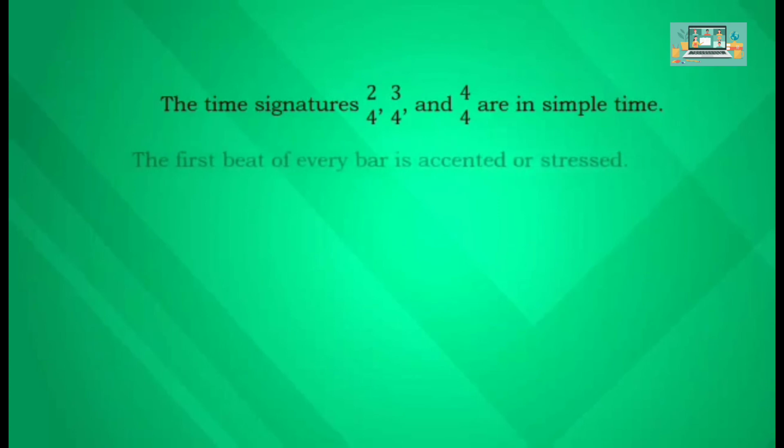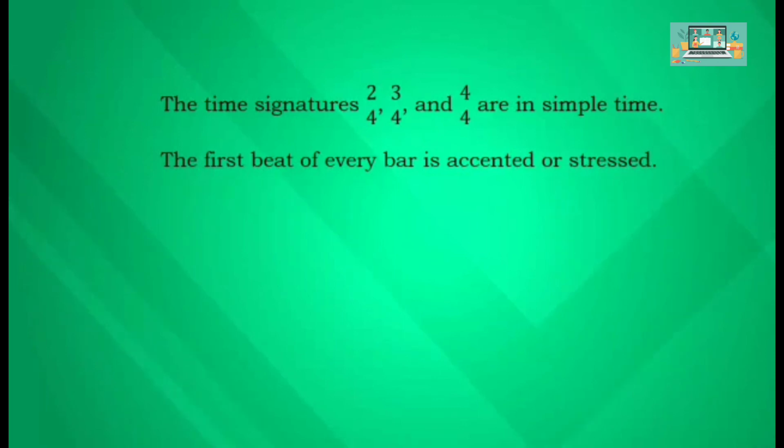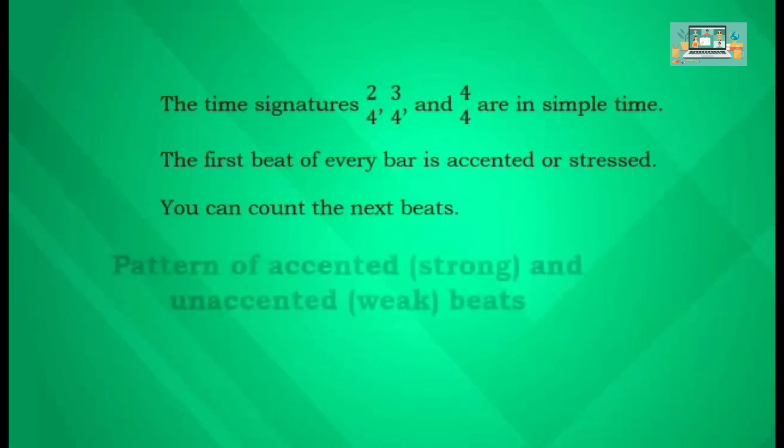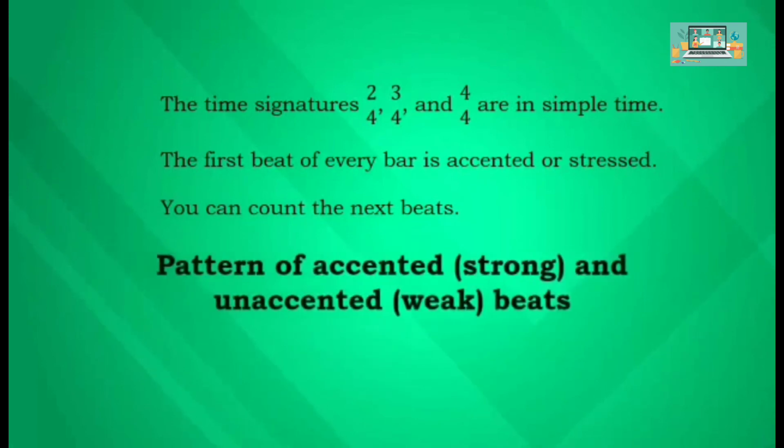Most of the time, the first beat of every bar is accented or stressed. When you hear the accented beat, you can count the next beat or beats. You will notice that there is a pattern of accented or strong and unaccented or weak beats. This pattern that is repeated regularly will help you identify the time signature of any song.